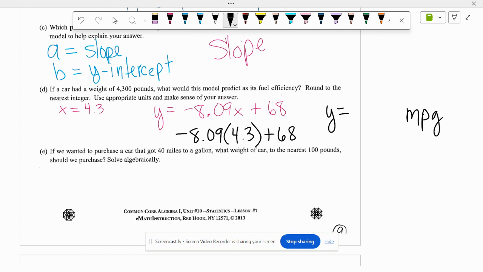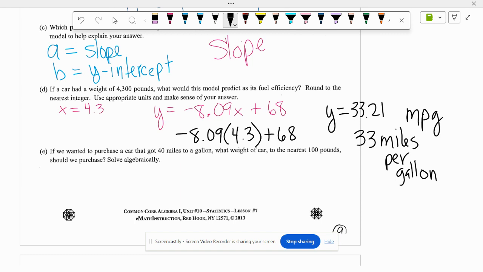33 point what? 33.21. So it says to round to the nearest integer. So we're probably getting 33 miles per gallon, because the heavier your car is, the lower your fuel efficiency is. Does that make sense? The heavier the car, the lower the fuel efficiency is.